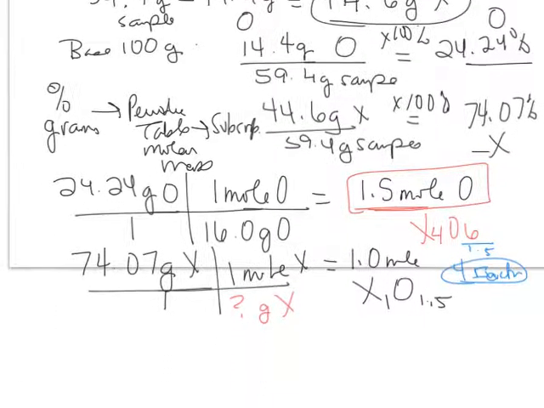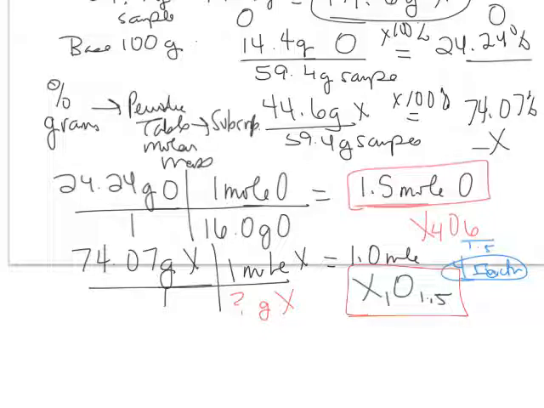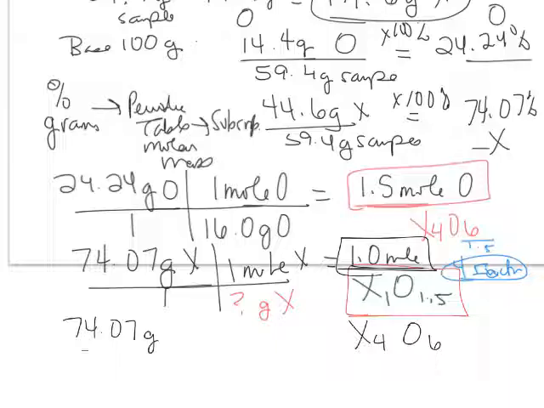So your semi-empirical formula is X1 O1.5. If you multiply both of these subscripts by 4, it'd be X to the 4th and oxygen subscript 6. So that's why you know it's 1.0 mole. So you can take 74.07 grams, kind of the proportion, divided by X equals 1.0 mole of X. And if you divide both sides by 1, you find that your answer is 74.07 grams.